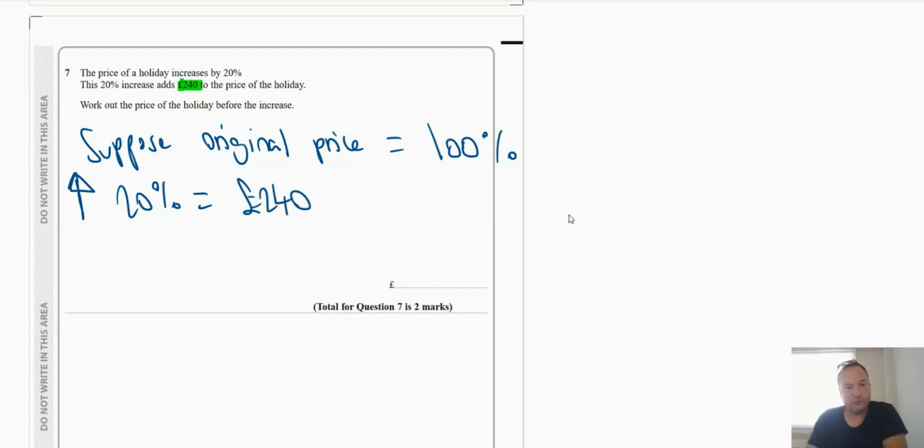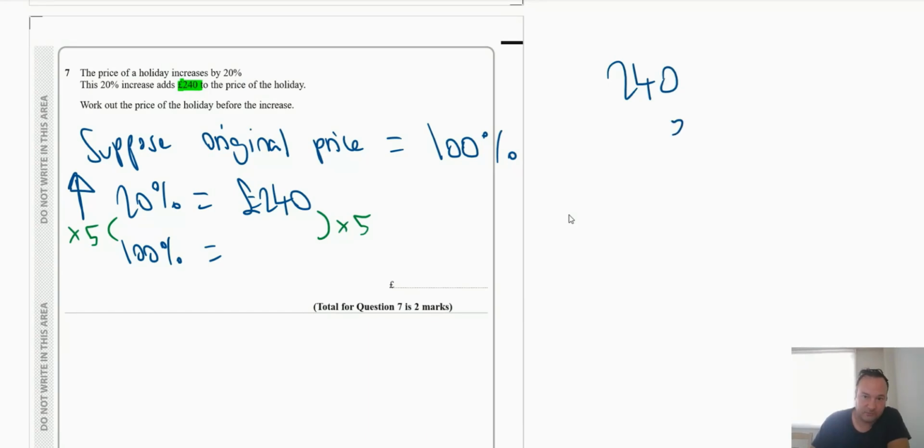Now, we've already considered that the original price represents 100%. So, since the original price is 100%, what we can do here, we can say, right, well, we know that 20% is £240. So, how can we work out 100%? And hopefully what we recognise is that going from 20 to 100 means that we have to multiply by 5. So that also means that we need to multiply 240 by 5 to work out what the original price actually was. So what we need to do, we need to take 240 and we need to times that by 5.